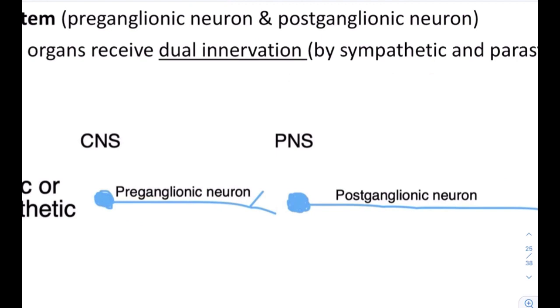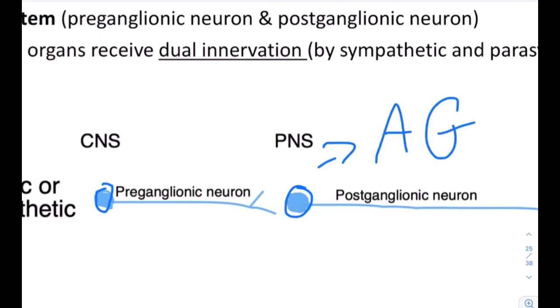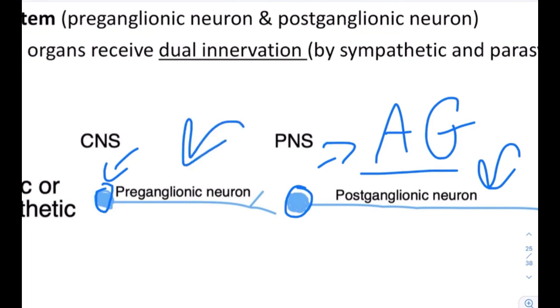So this neuron cell body is located in the CNS, the neuron cell body of the preganglionic neuron. And then the neuronal cell bodies of the postganglionic neuron, we call this the autonomic ganglia. So because these cell bodies in the PNS are called ganglia, that's why we call it the autonomic ganglia. And of course here this would be nuclei, because the cell bodies in the CNS are called nuclei. So this neuron here, we call it postganglionic neuron because it comes after the autonomic ganglia. And this neuron here, we call it the preganglionic neuron because it comes before the autonomic ganglia.